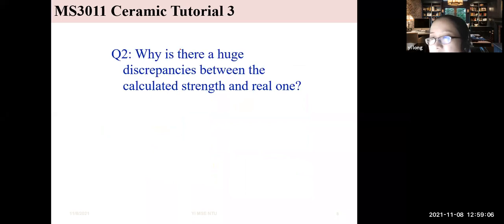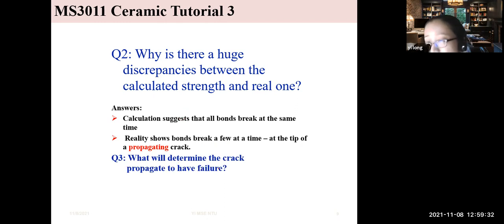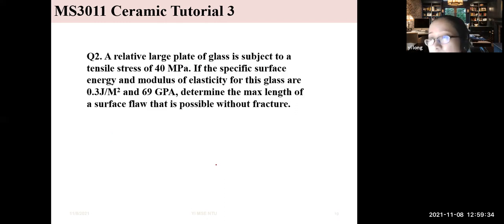Okay, so this is our question 2. Why is there a huge discrepancy between the calculated strength and the real one? We said calculations suggest all bonds break at the same time. That's why you use the Lennard-Jones potential, right? We just assume one atom, then add up atoms. But the reality is that it happens at the tip of propagating cracks. So that's question 2. Then what will determine whether the crack propagates to cause failure? There's a very important concept here.